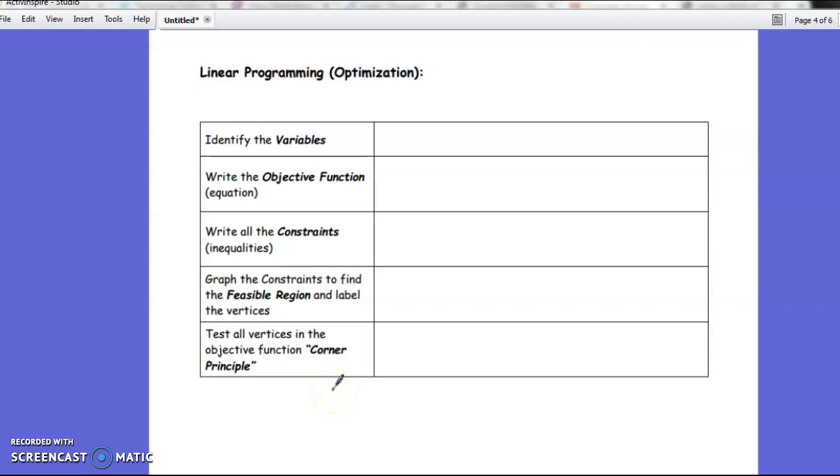All right, so part 2, we're going to look at linear programming optimization. This is a plan or a program based on linear equations and inequalities designed to make the most efficient use of resources to minimize cost and/or maximize profit.